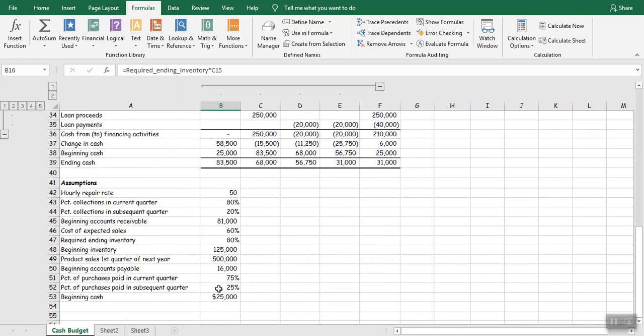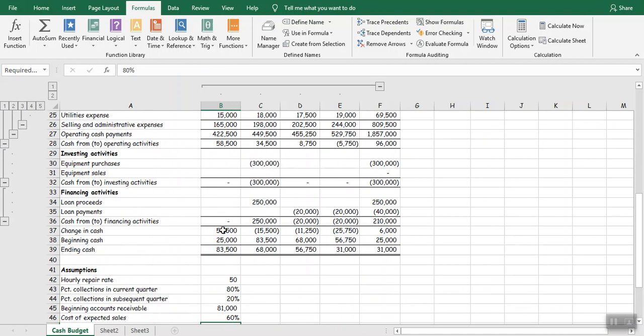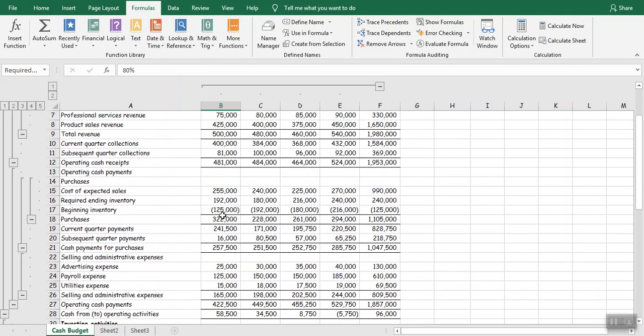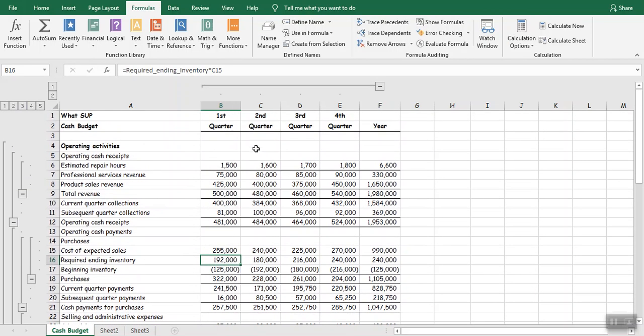So that means they want 80%. So 80% is required ending inventory, 80% of the next month or the next period. So 240,000, 80%. 225, 80% goes there. So that's how we're going to know that. And then this is going to be provided for us, right?